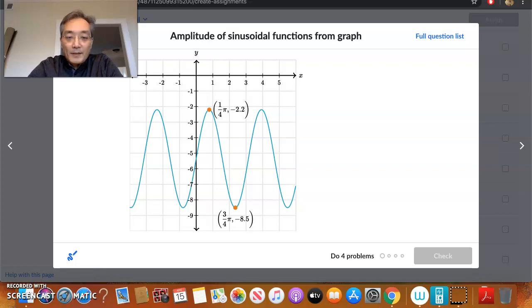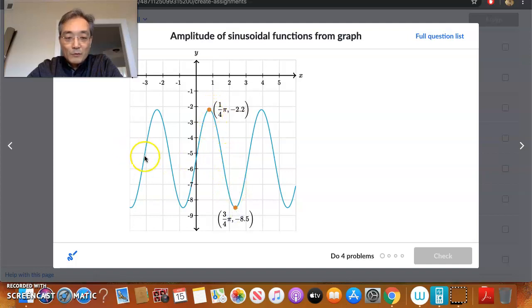Hi everyone. In this video, we are interested in finding the amplitude of sinusoidal functions from graphs. In the previous video, we found the midlines, correct? But we already began to speak about the amplitude. And as we said, the amplitude is the distance from the midline to the maximum or the minimum.